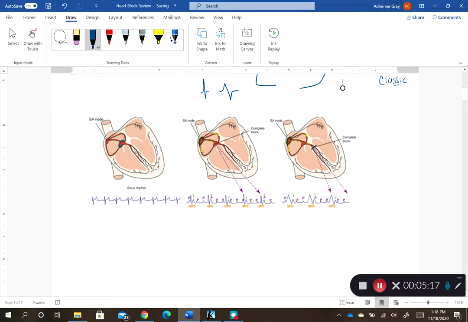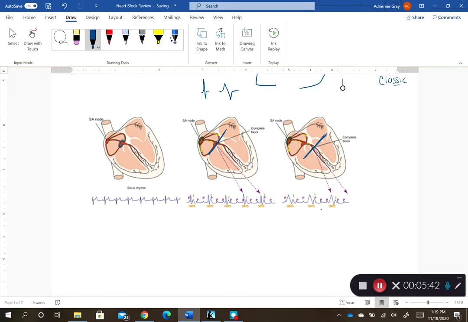And then if we look at a complete heart block, there's a complete block somewhere in the conduction system. It's either going to happen at the level of the AV node, or it's going to happen further down, kind of like our second degree type 2s. So if it's higher up here, I'm going to have some narrow QRSs. If it's lower down below the bundle of His, I'm going to have some wider QRSs.